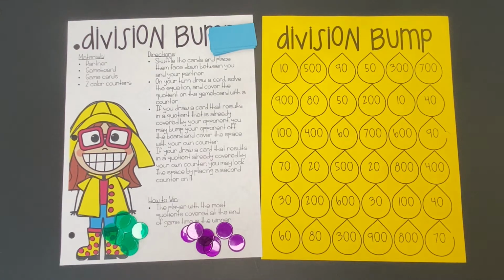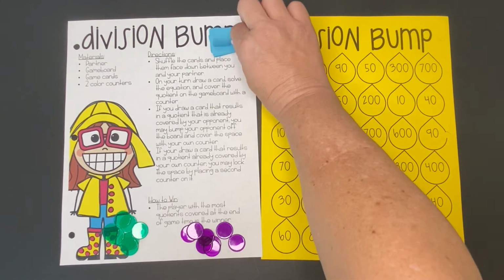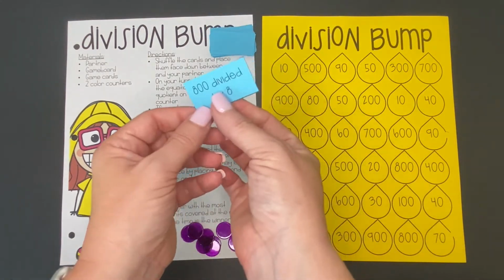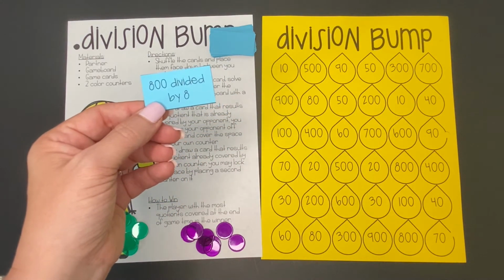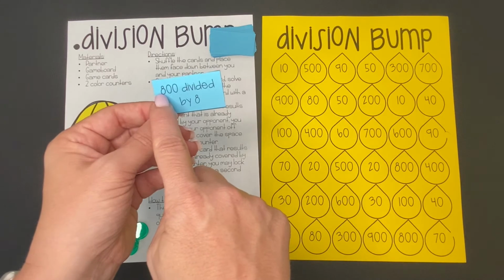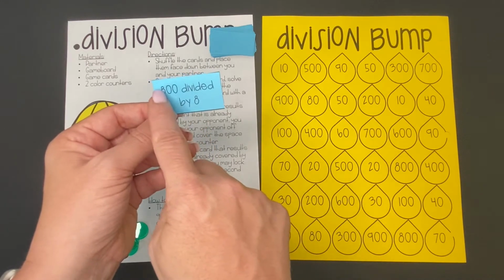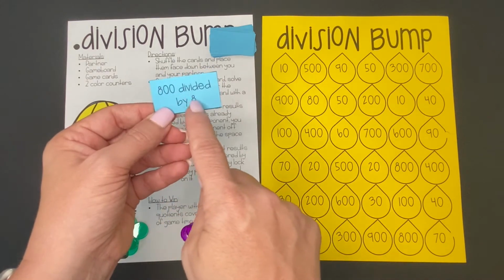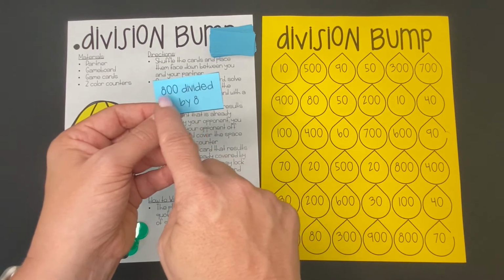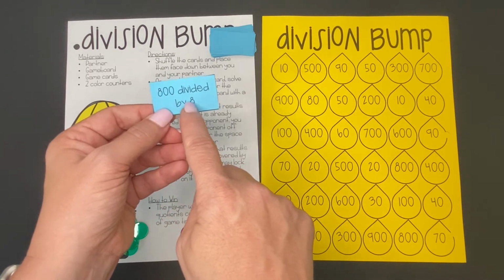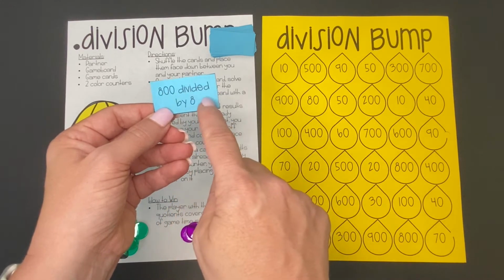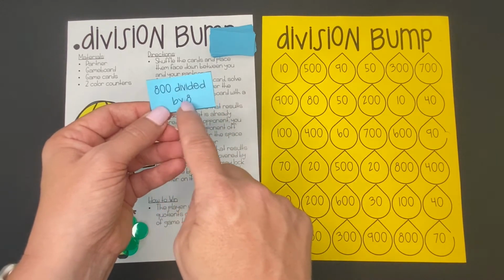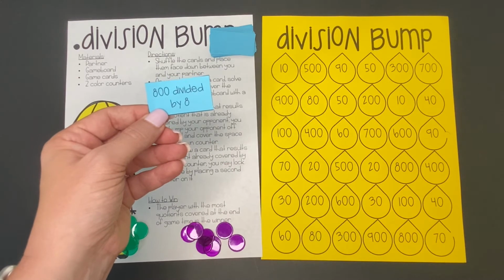On your turn, you're going to draw a card and solve the equation. So this says 800 divided by 8. Now we're going to use what we know about the division facts, right? And what we know about patterns with zeros. So I can just go 8 divided by 8 is 1. 2 zeros here in the hundreds means I need 2 zeros in my answer. So 800 divided by 8 is 100.